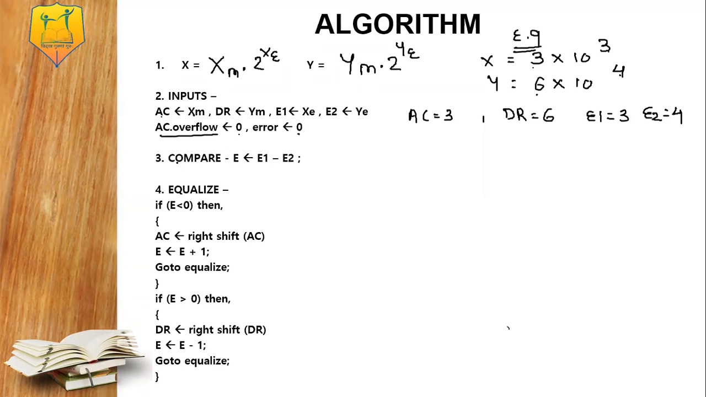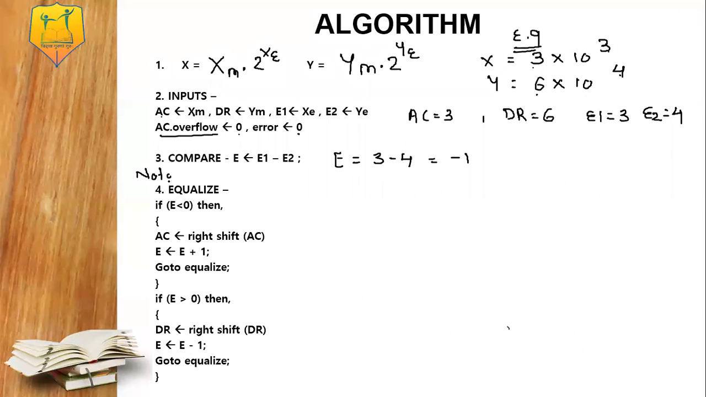Okay. Now, it is simple, as we saw, compare. Compare what? Compare the exponents. How are we going to compare the exponents? Obviously, here it is clear that 3 and 4 are not equal. So it is a simple thing, guys. E is equal to E1 minus E2. E1 is what? 3. E2 is what? 4. E1 minus E2 is what? Minus 1.